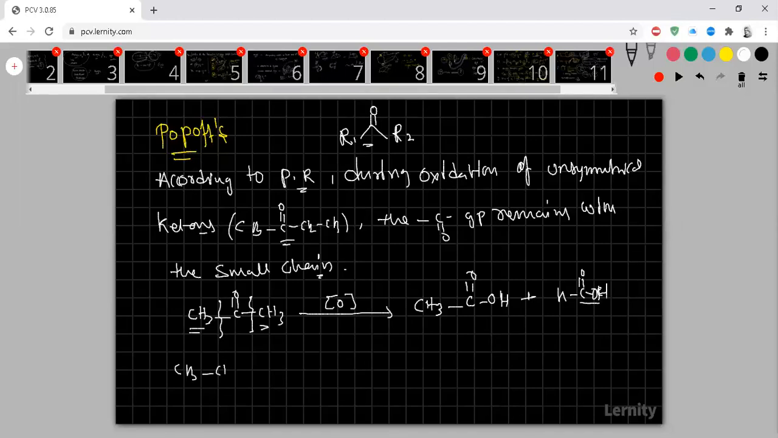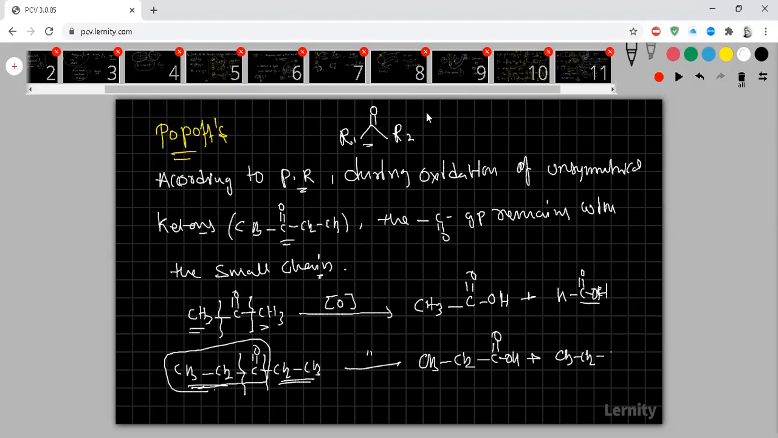The next is CH3CH2COCH2CH3. The same thing: the bond can be broken here or here because both sides have the same groups to the left and right. That is a symmetrical ketone. In that case, we will get the same products. So CH3CH2, and this can be COOH, right?